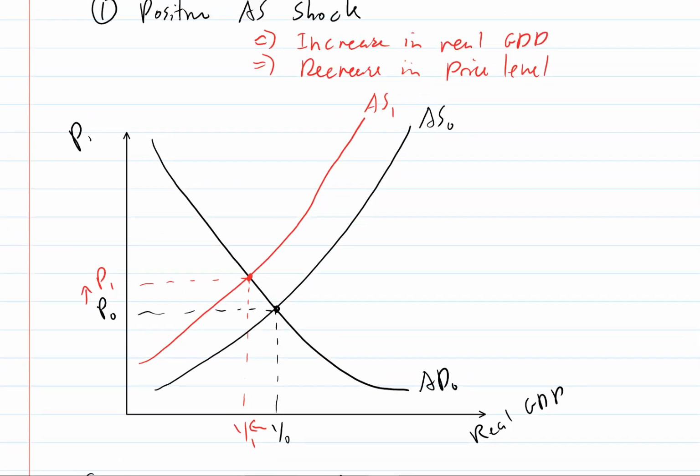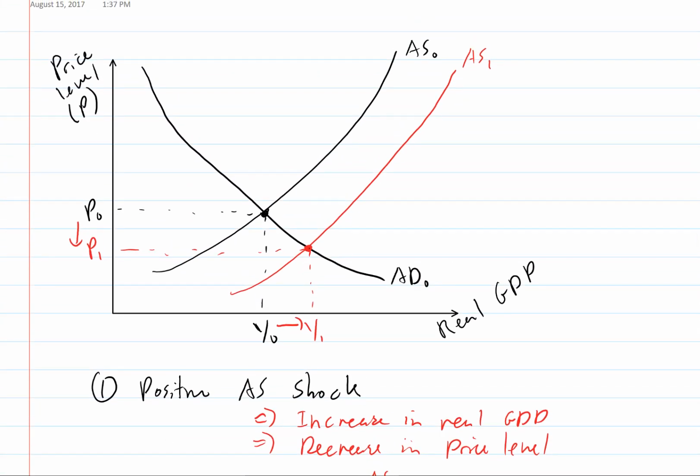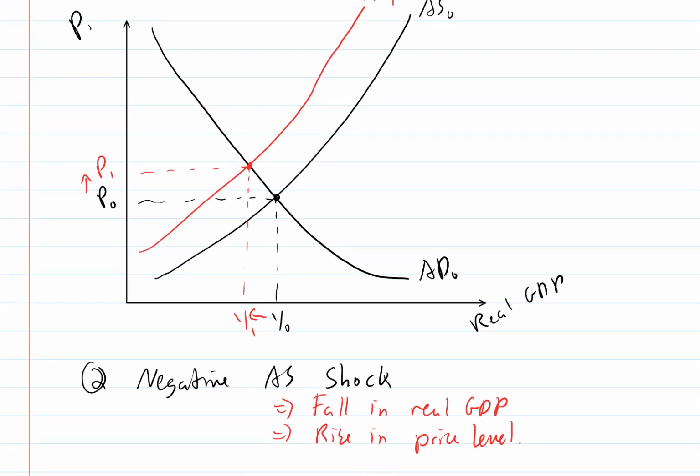So we've covered both possibilities of shifts in the AS curve. We've looked at a positive AS shock, and we see there's an increase in real GDP and a decrease in the price level. And if there's a negative AS shock, it's the opposite. There's a fall in real GDP and a rise in the price level. So if we remember from our aggregate demand shock video, both price level and real GDP move in the same direction, whereas if we have an aggregate supply shock, they move in opposite directions.